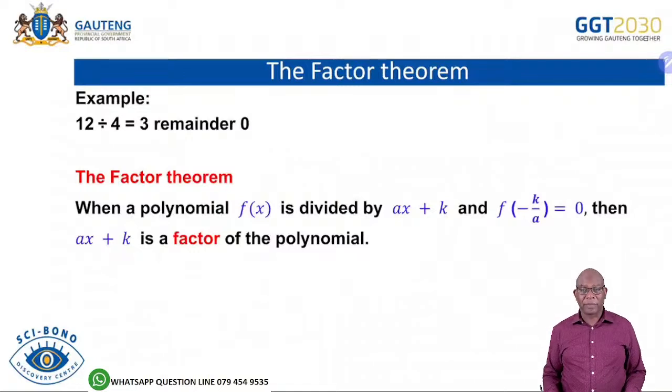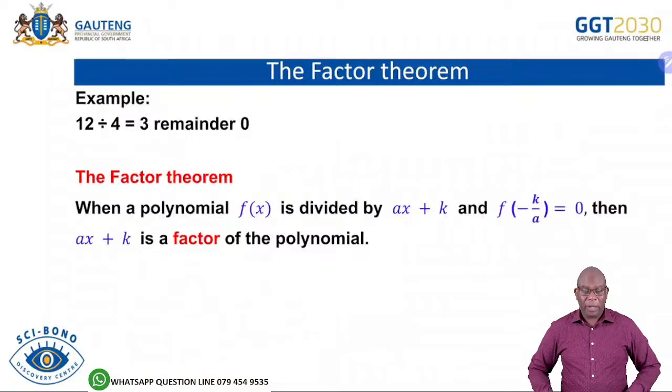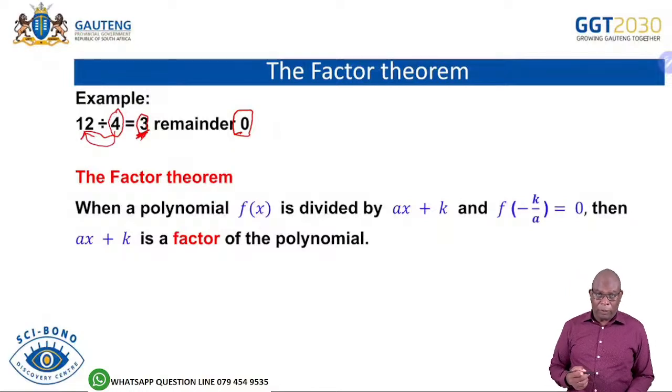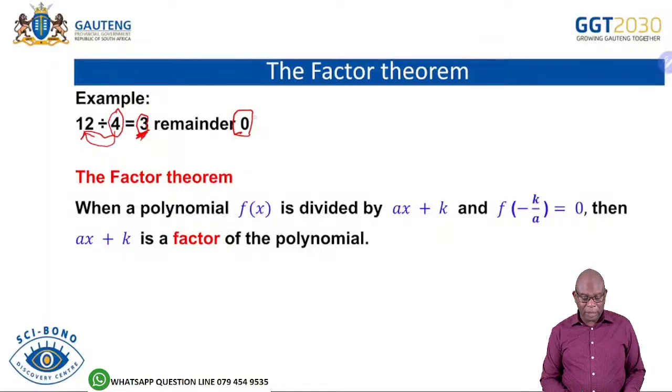The factor theorem. If I take an example like 12 divided by 4, the answer that I'm going to get will be 3 with a remainder of 0. So check this. If the remainder is 0, it means that this 3, the quotient from 12 divided by 4, shows that the 4 is a factor of 12. It goes 3 times and the remainder becomes 0. So we call it a factor, and that is called the factor theorem.